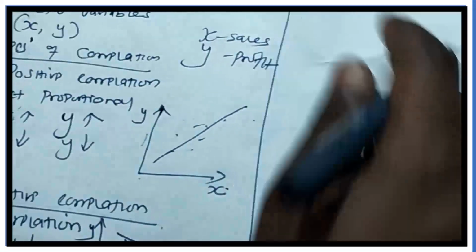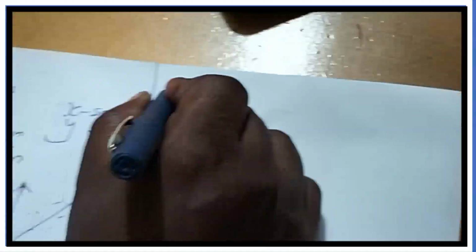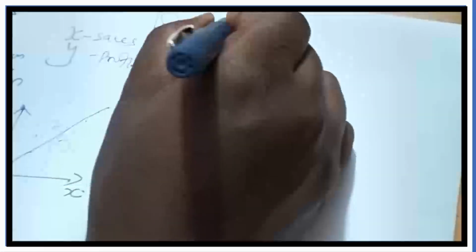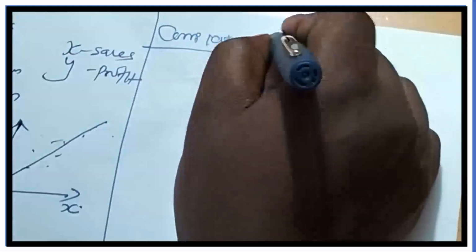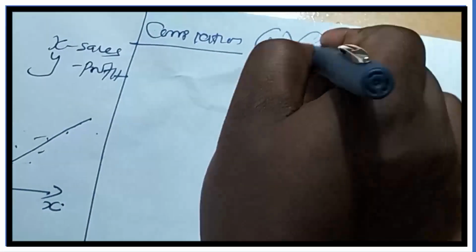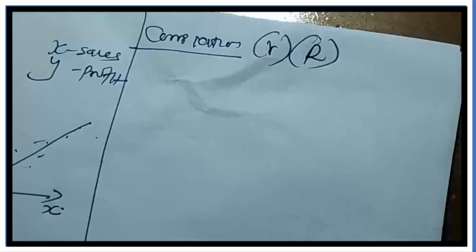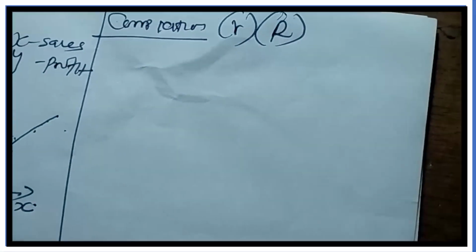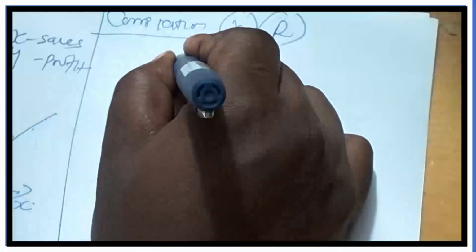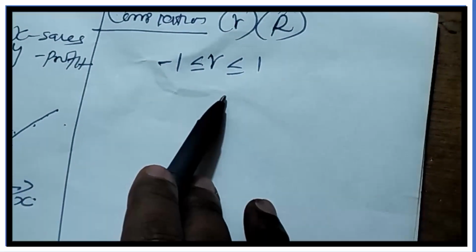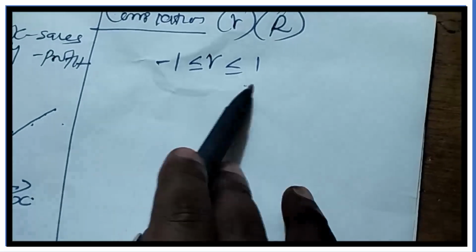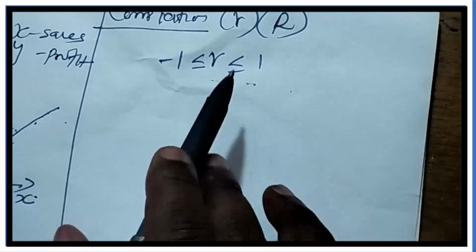Another thing is that when we are looking at the value of correlation, we use small r, although we can also use capital R, when we are calculating the correlation coefficient. And you find that the value of r will be between -1 and 1. So whenever you are calculating the correlation coefficient, the value of r is between -1 and 1.